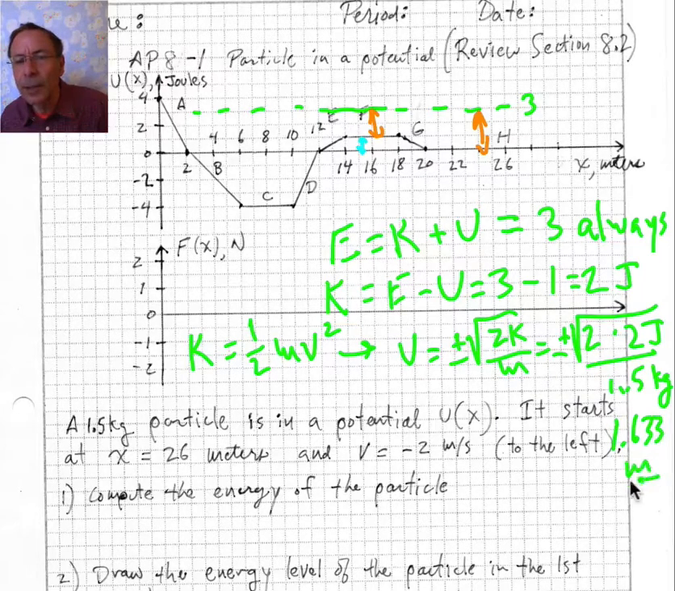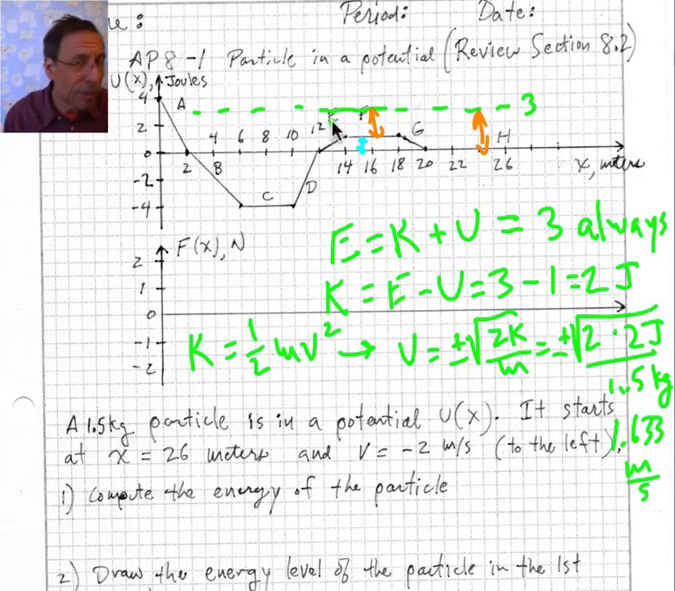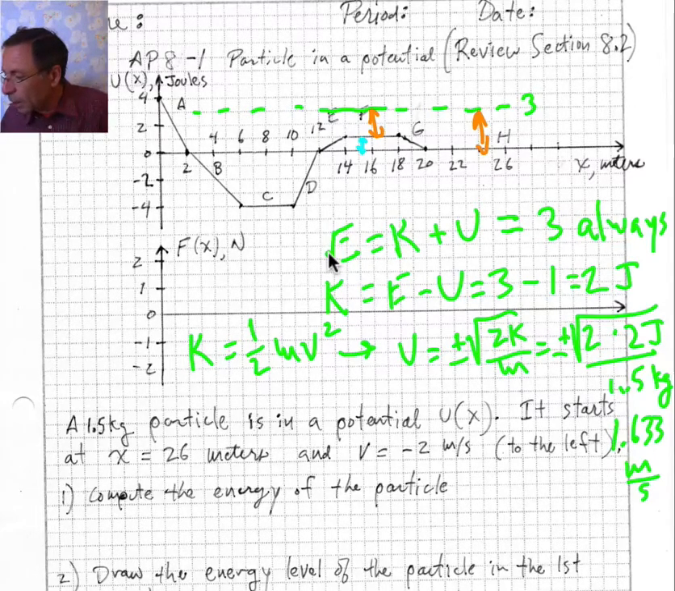1.633 meters per second. Now, that gets us the velocity, but notice that there's 2 possible answers. The particle could be moving to the right at 1.63 meters per second, or it could be moving to the left. Either one is a legitimate answer. Okay, let's keep going. Compute K in region C.